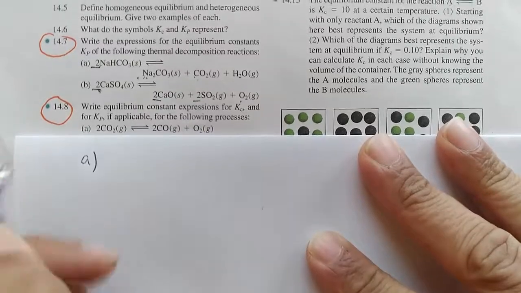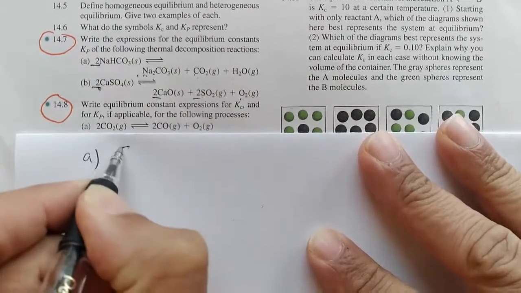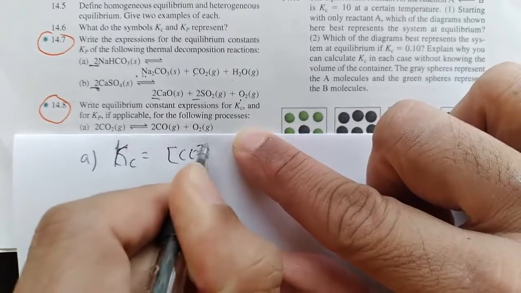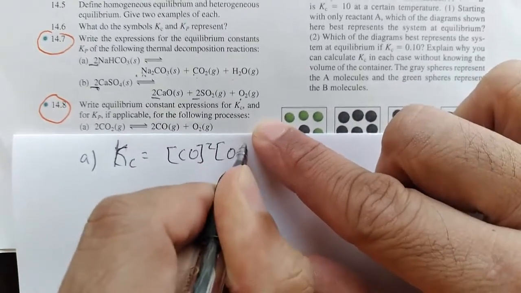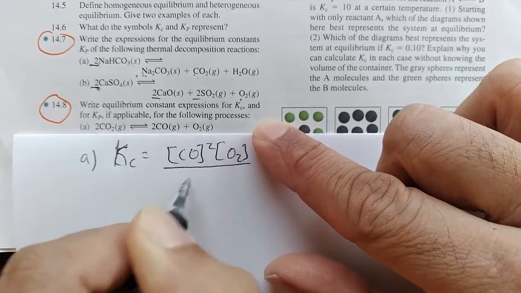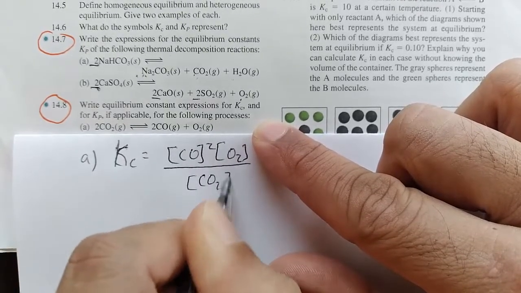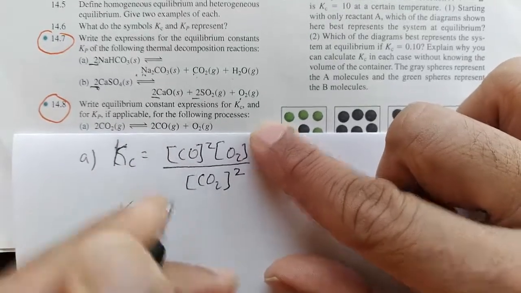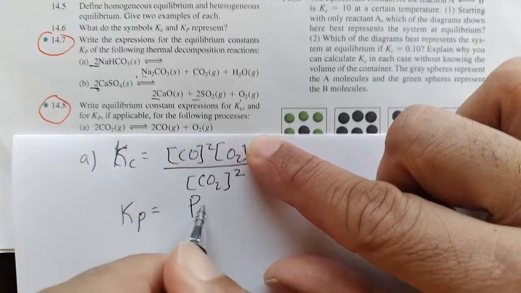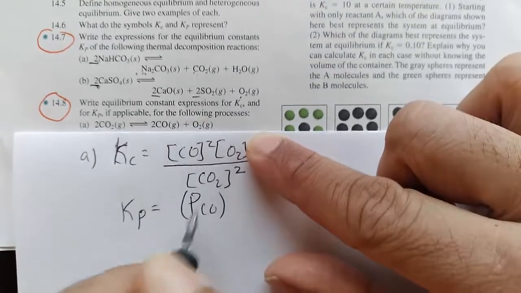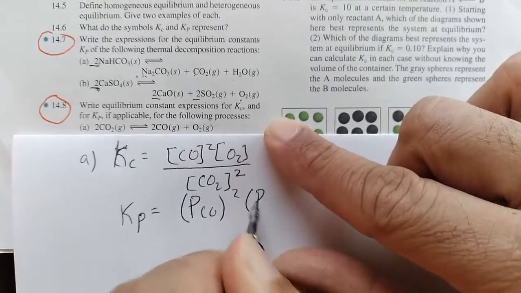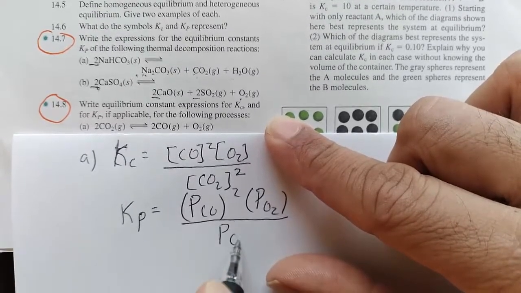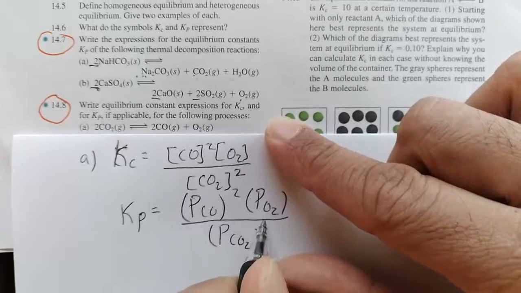So for part A here, products over reactants. Let's do Kc first. It's going to be the concentration of CO squared divided by the concentration of O2 divided by the concentration of CO2 squared. Also, because all of these are gases, we can express this as a pressure. This would be the pressure of CO squared times the pressure of O2 raised to the power of 1, divided by the pressure of CO2, squared.